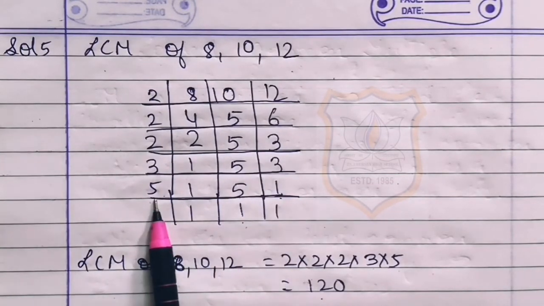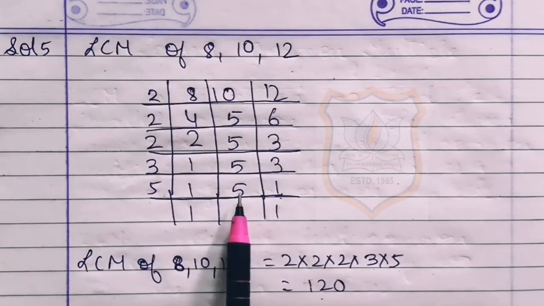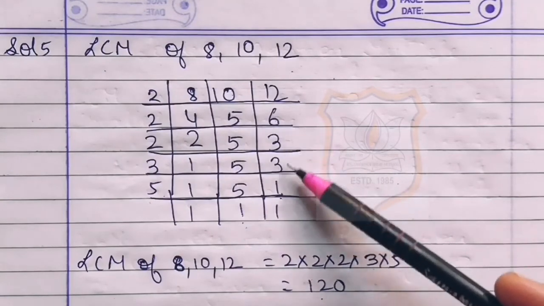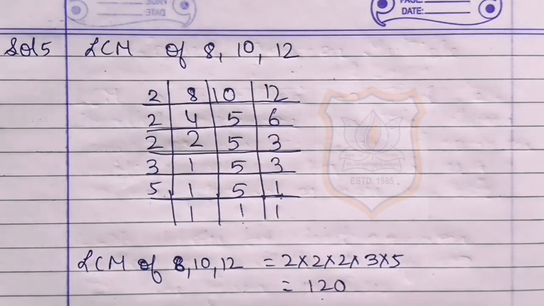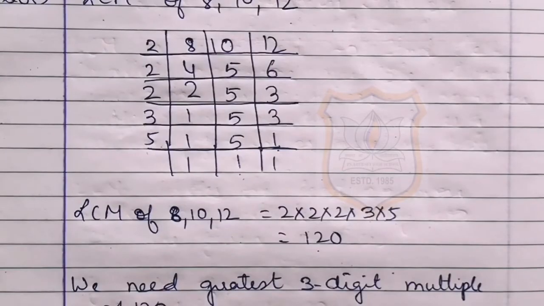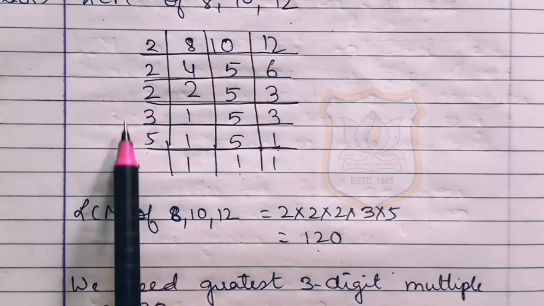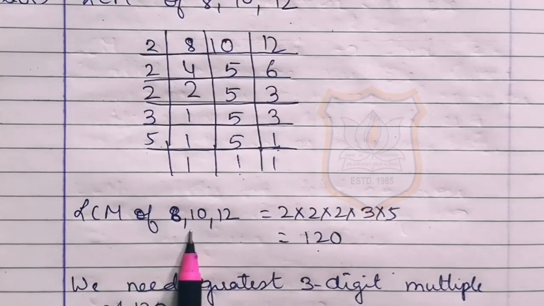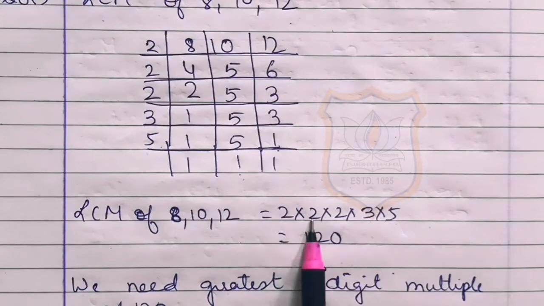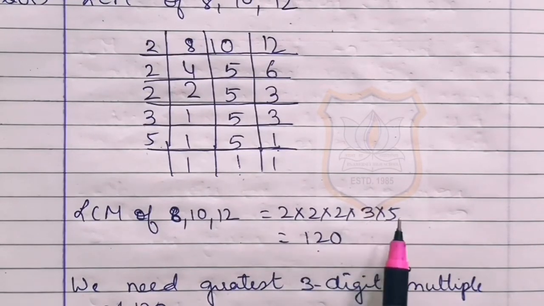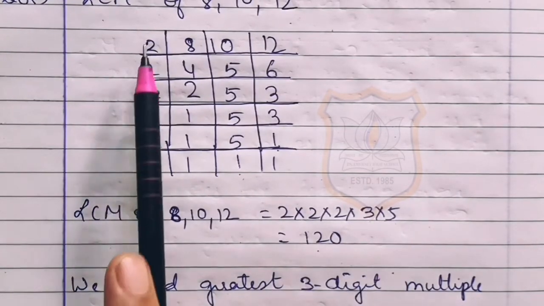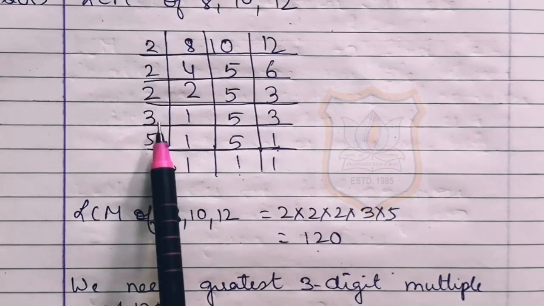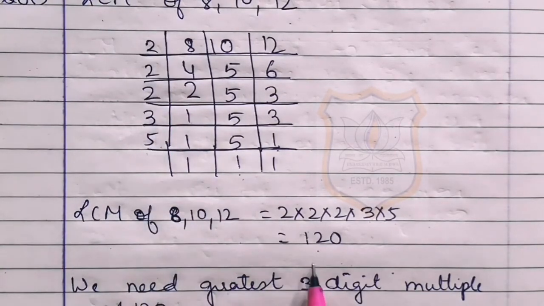Now we will take 5 as the smallest prime number. By dividing 5 by 5, we will get 1. We have to repeat the steps till we get 1 as a quotient. Now to find out the LCM, we have to multiply all these prime factors. So LCM of 8, 10 and 12 is equal to 2 multiplied by 2 multiplied by 2 multiplied by 3 multiplied by 5. 2 2s are 4, 4 2s are 8, 8 3s are 24, 24 5s are 120.